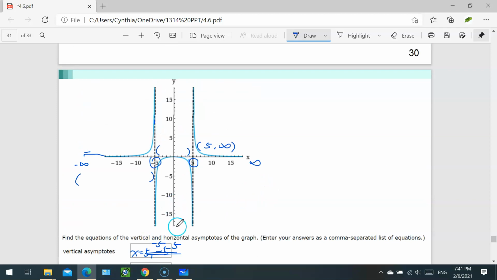Range. The range is from the lowest point to the highest point. It has the horizontal asymptote here. So the range will keep going down forever, to negative infinity. So your range would be negative infinity up to 0. Put a union. Then after 0, it will keep going to positive infinity, because the curve here keeps going up forever. So this will be the range.